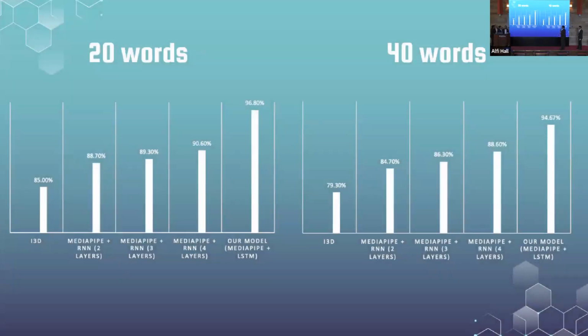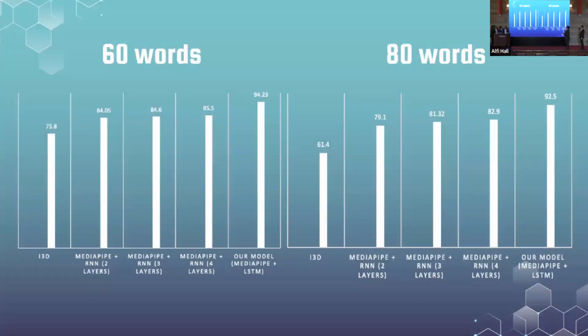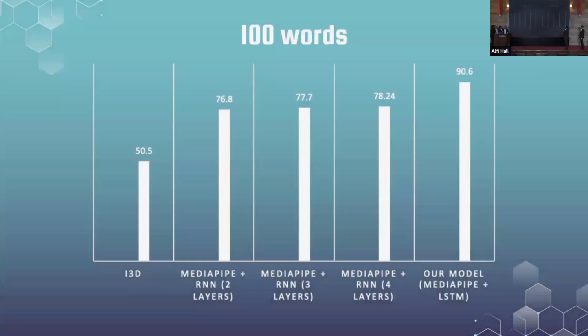So moving on to the results, as you can see right here, we tested on the 20 and 40 words, and our model was the right side model. As you can see, it had the highest performance, 96.8 and 94.6 respectively. For 60 and 80 words, 94.23 and 92.5 respectively. And finally, for the 100 words test, we also had a high performance of 90.6%.